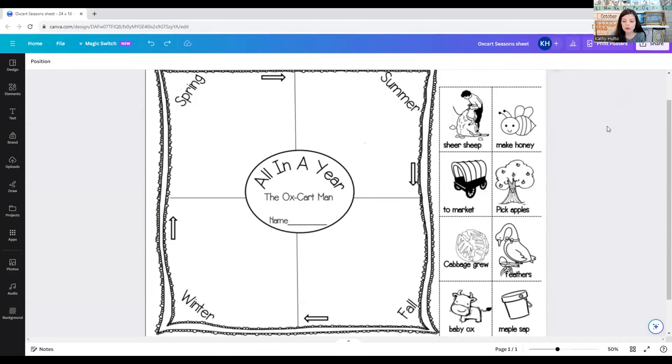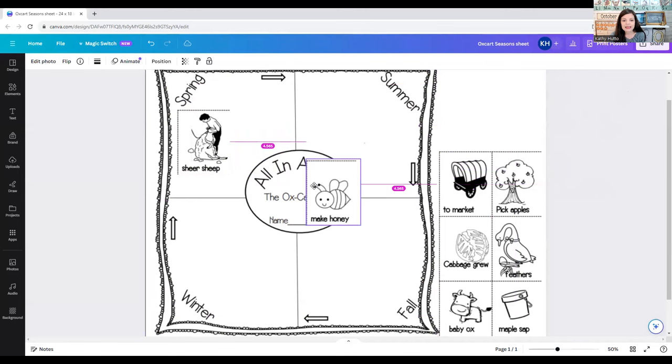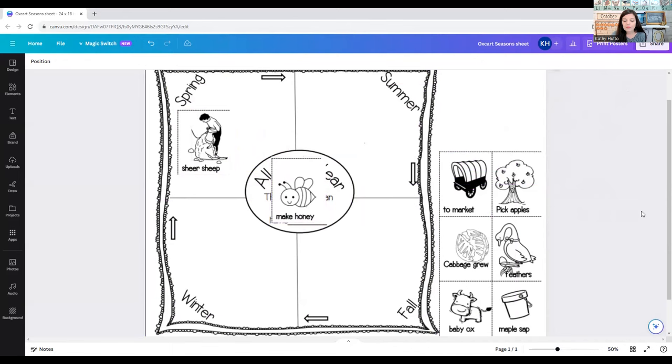The first thing that we see here is shear sheep. The farmer would shear the sheep in spring. So we'll put that right here where it says spring. Next, it says make honey. So when would the farmer collect the honey? He would collect the honey usually in summer. So we'll put the honeybee right there where it says summer.